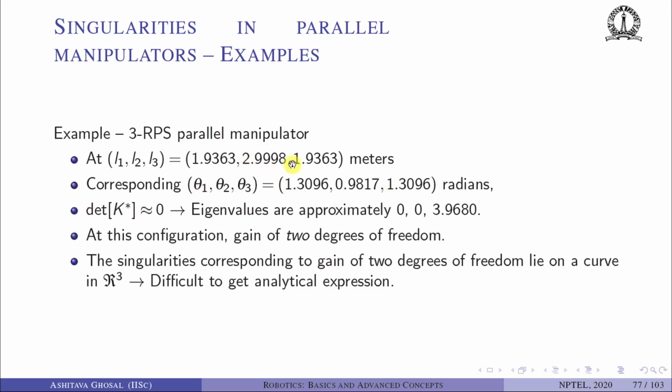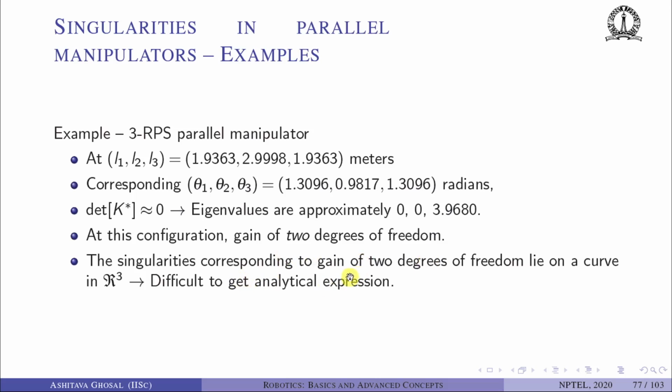So how did we find these numbers, L1, L2, L3? We just do a search. Okay, same story as in the previous case when we gained 1 degree of freedom. In this case, the eigenvalues are 0, 0, 3.9680. So there are 2 zero eigenvalues. So which means what? It has gained 2 degrees of freedom.